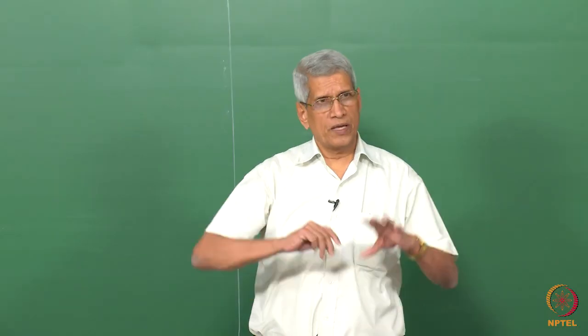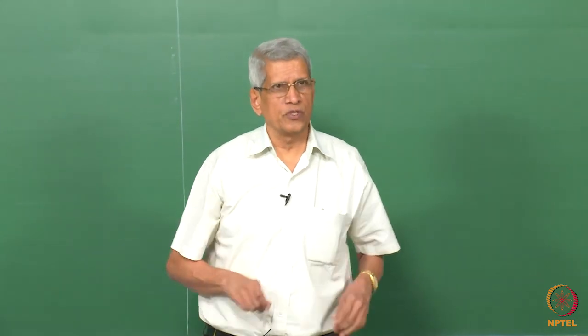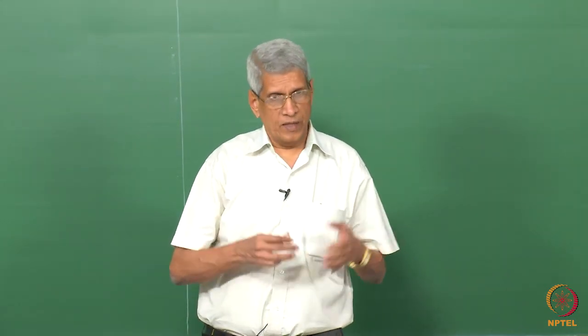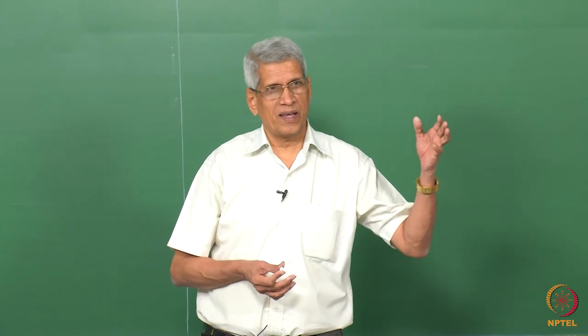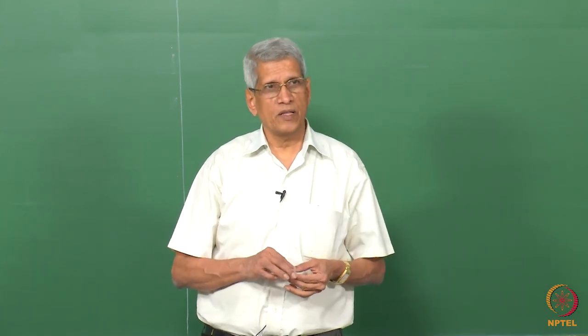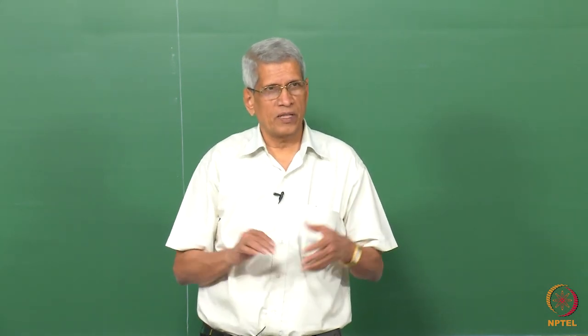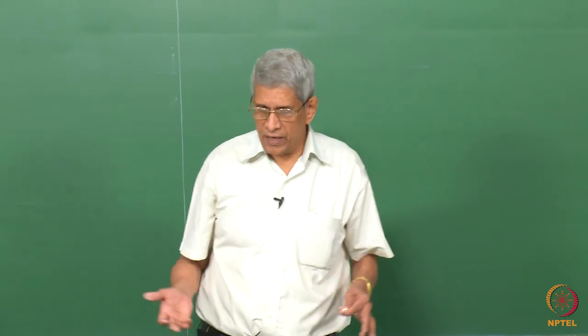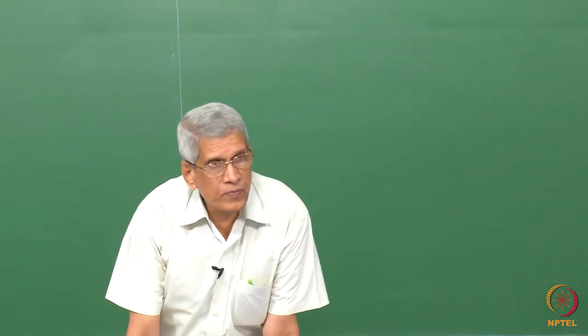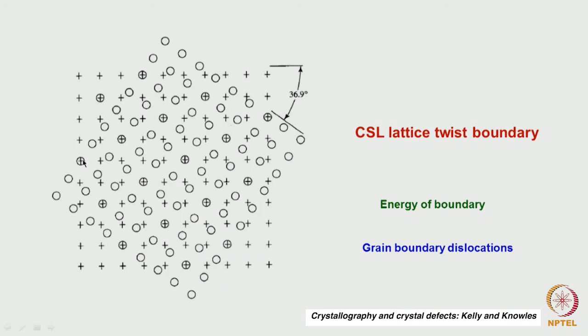So far we have considered the twist boundary with a small twist angle. But if we go on increasing the twist, what will happen? The same question arises as for the tilt boundary, because the dislocation network has to become finer and finer, and whether it will be able to accommodate. There are some conditions under which some of the atom positions can perfectly match, like the coincidence site lattice, the CSL, we can have.